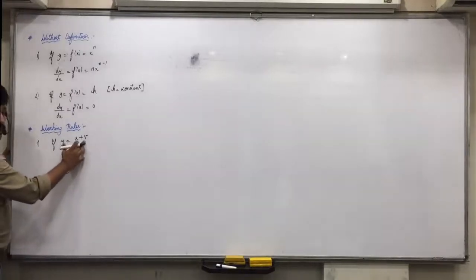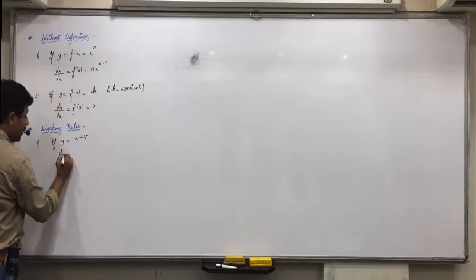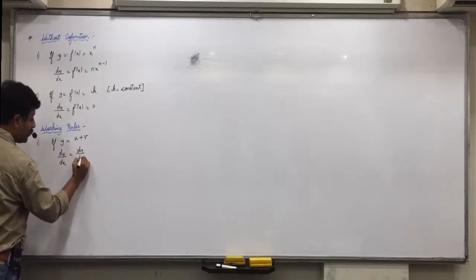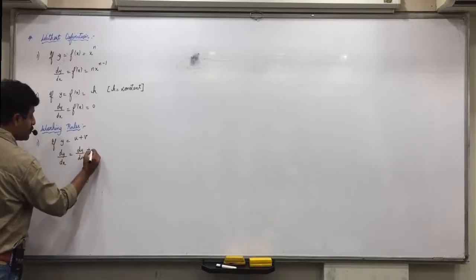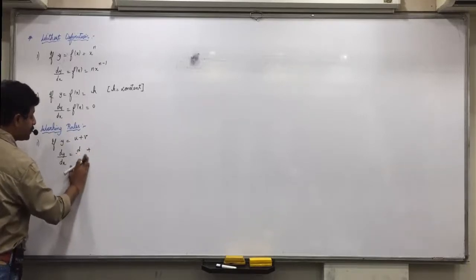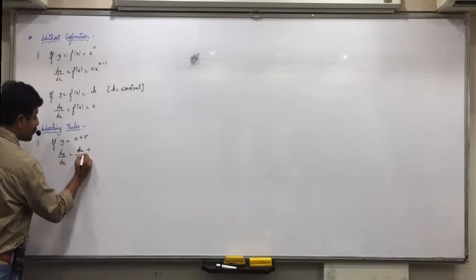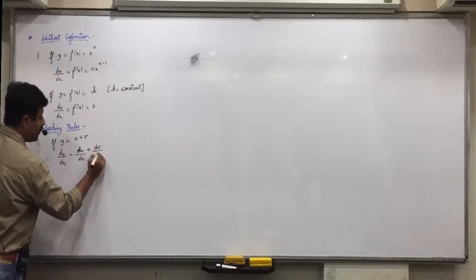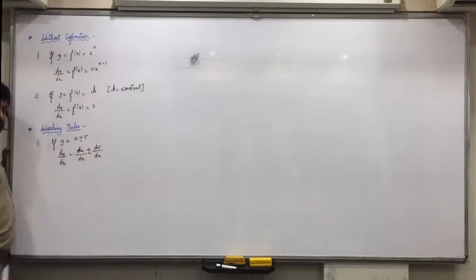So if y equals u plus v, then dy by dx will be equal to du by dx plus dv by dx. In fact, plus or minus. If it is minus, then you use the sign minus. If it is plus, then you use the sign plus.